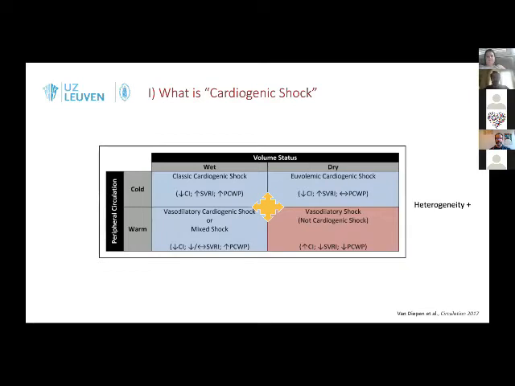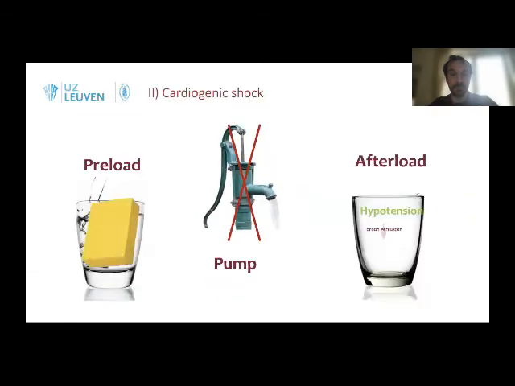If we look at the different shock states, with cardiogenic shock we mostly end up with cold and wet patients. Patients are cold in the periphery because we get peripheral vasoconstriction to keep the mean arterial pressure as high as possible, and the lungs are wet because of decreased cardiac output, cardiac index. This little figure can help you in making a difference between the different shock states, but as I told you before, it's not always that easy, and mixed situations like vasoplegic cardiogenic shock are often the case.